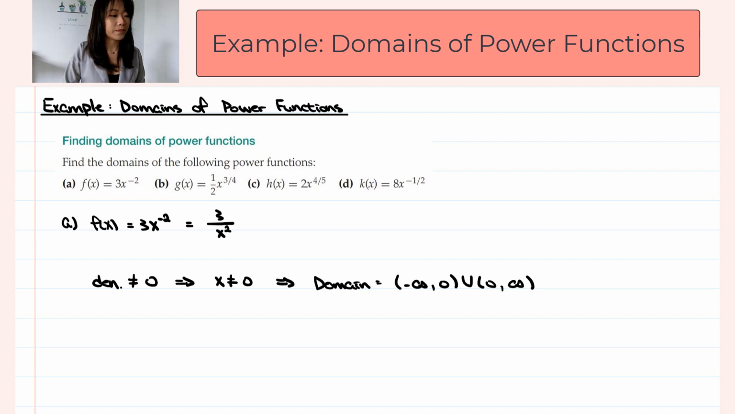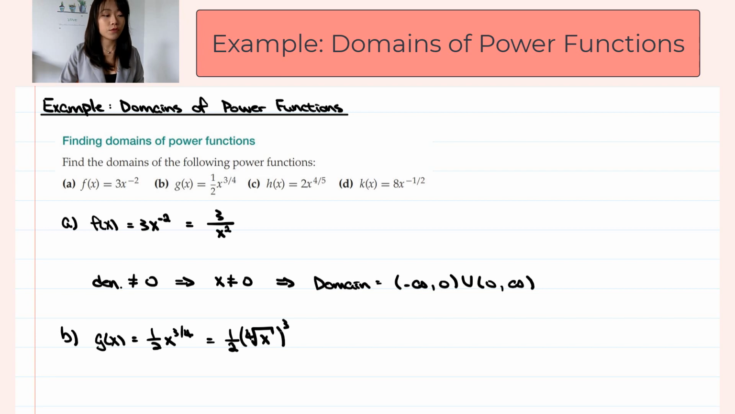How about part B? g of x equals half times x to the power of 3 over 4. Again, I want to rewrite the function so that any roots or denominator are visible. Here the exponent is 3 over 4. So I can rewrite this function as the coefficient half times the fourth root of x, then the whole thing cubed.